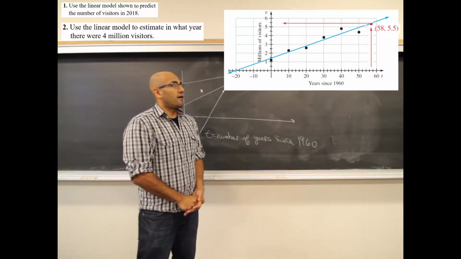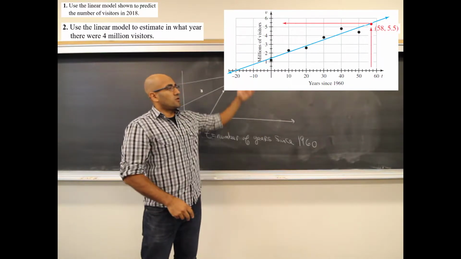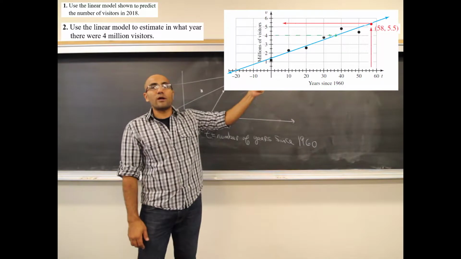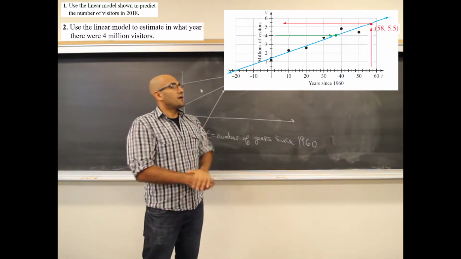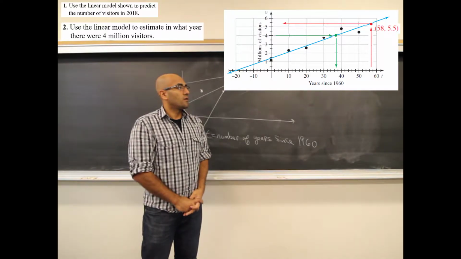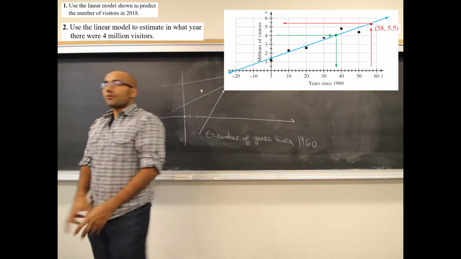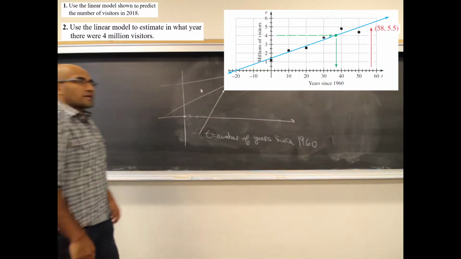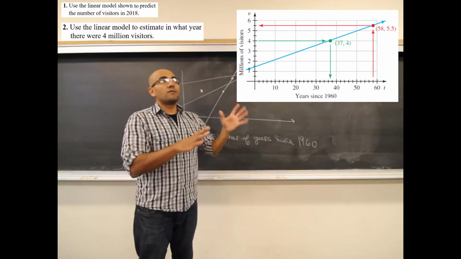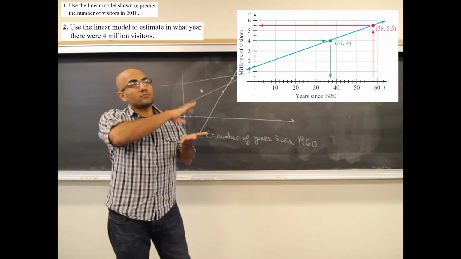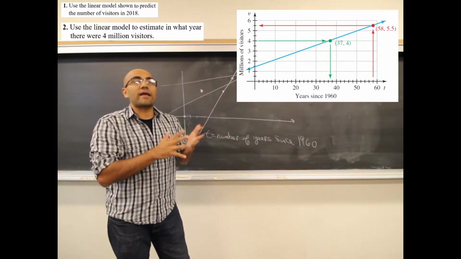We can also go backwards and figure out in which year was the first year that we saw 4 million visitors to the Grand Canyon. So we go to the vertical axis, find the 4, go across, run into the blue line, come back down, and we get to approximately where? 30 something? Like 37-ish. And again, if you did this yourself, you might have a slightly different answer, and that's okay. There's several pretty good answers.